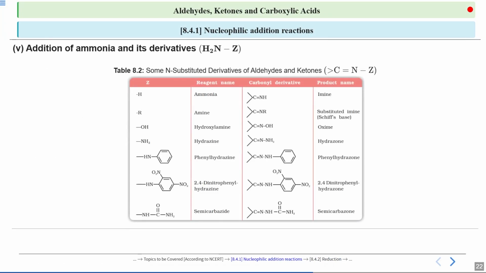Now if you look at this particular table, here are some substituted derivatives of aldehydes and ketones. These derivatives are formed when ammonia or a derivative reacts with the carbonyl group, which results in the formation of a C=N-Z structure. This Z can be H, so the reagent name will be ammonia, this derivative will be C=N-Z, and the final product which you get is an imine. Similarly, you can see all of these N-substituted derivatives.